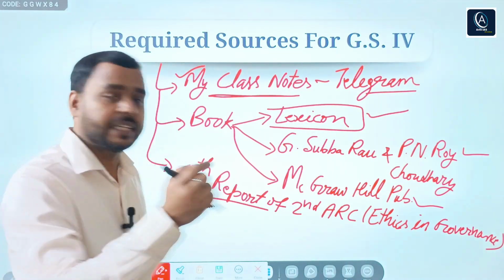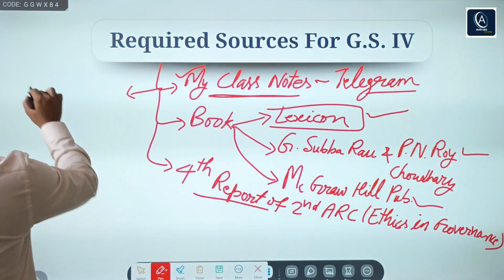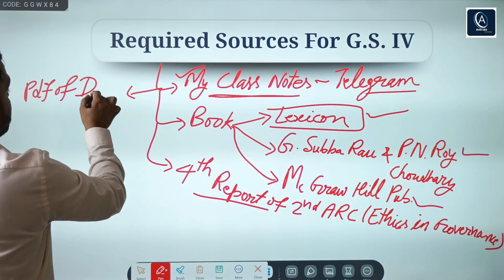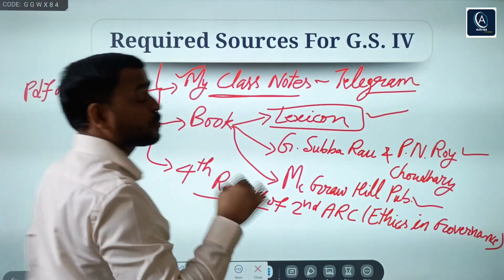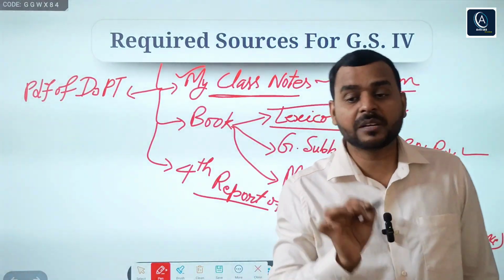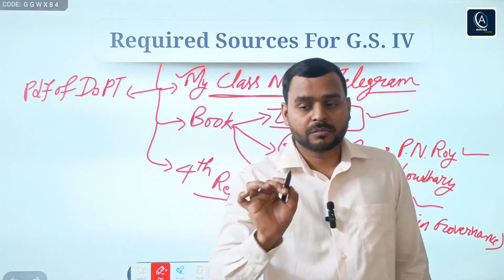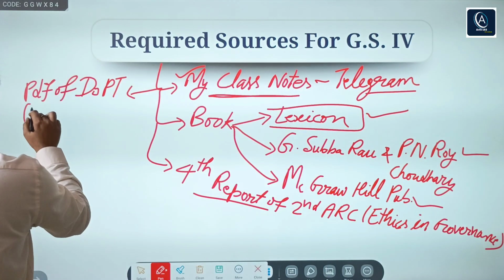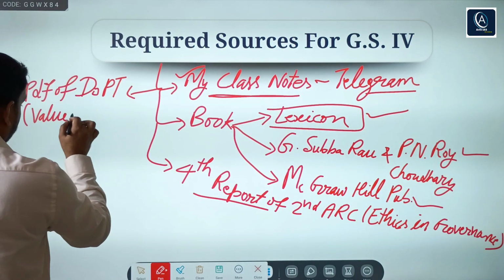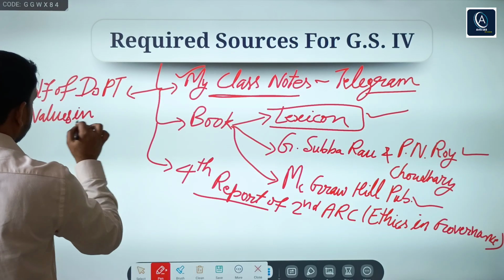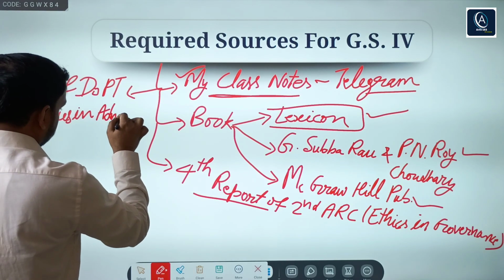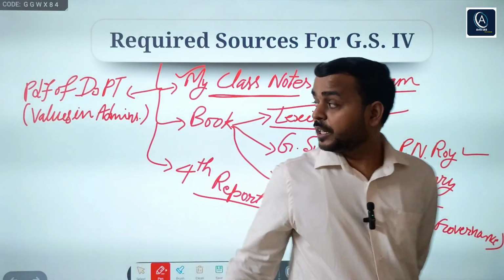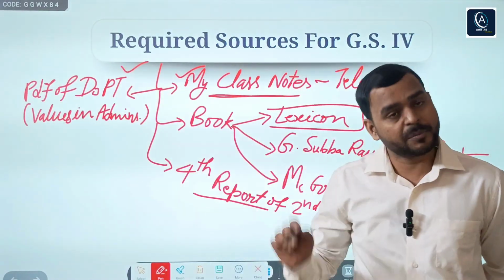Apart from that, one PDF that is required is the PDF of DOPT, Department of Personnel and Training, and the name of the PDF is Values in Administration. Values in Administration, right? Again, read this PDF, very important.